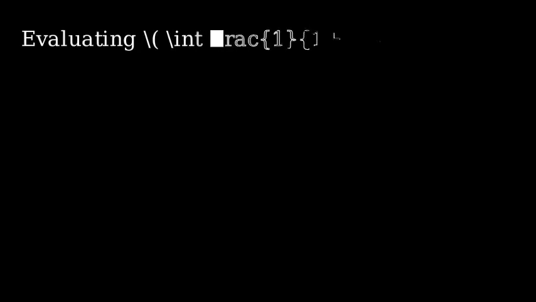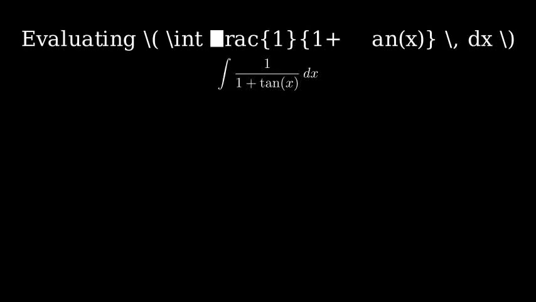In this video, we're going to solve an integral, ∫. We'll specifically be handling the integral of 1 over 1 plus tangent of x with respect to x. When solving integrals like this, a common technique is to use a substitution to simplify the integrand.